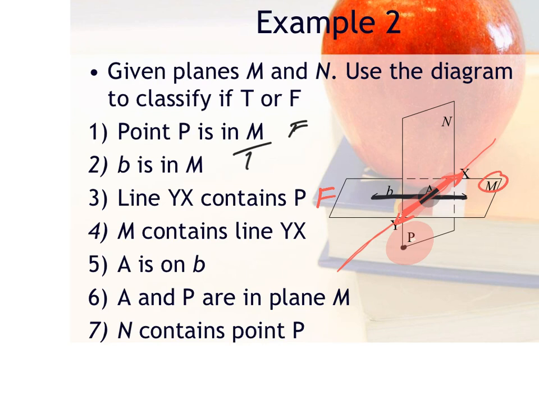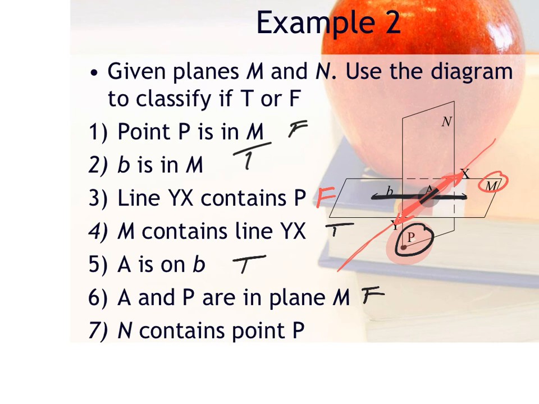I'm sorry, I didn't mark these. I should start marking these. That was true. M contains line YX. That was true. A and P are in plane M. So here's P, and A is... so why false? What makes it false? P is not in plane M, so that's false.